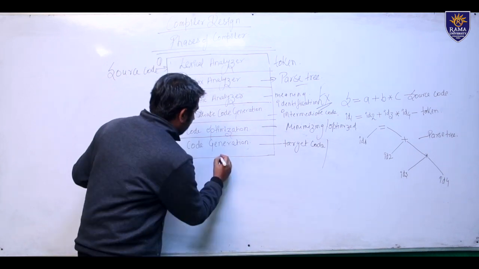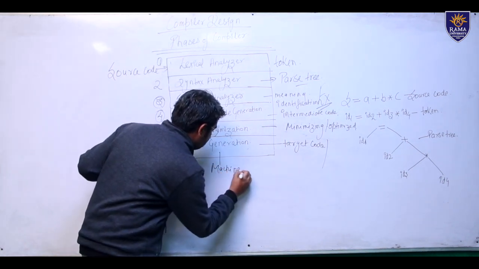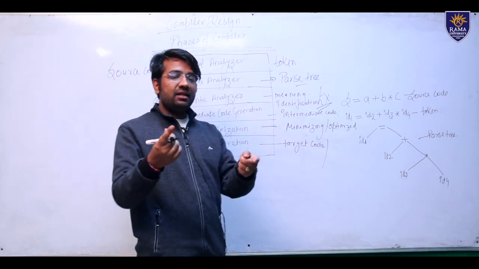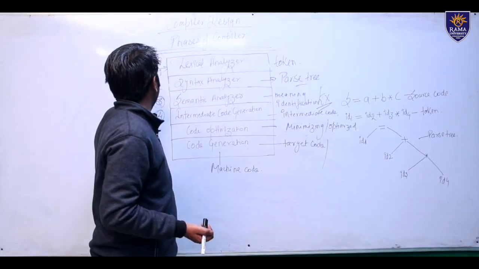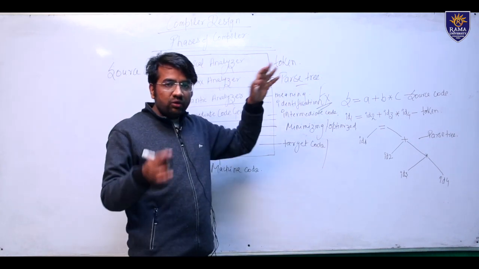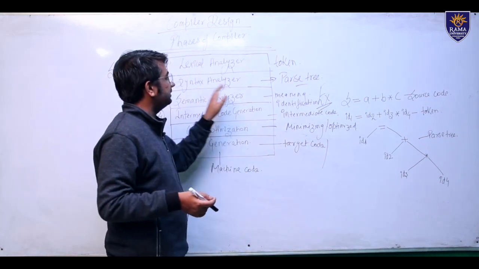Target code or machine code, the code which is understandable by the machine. In the first phase, the lexical analyzer, the source code is converted into the form of tokens. Now these tokens are taken and transferred to the syntax analyzer.